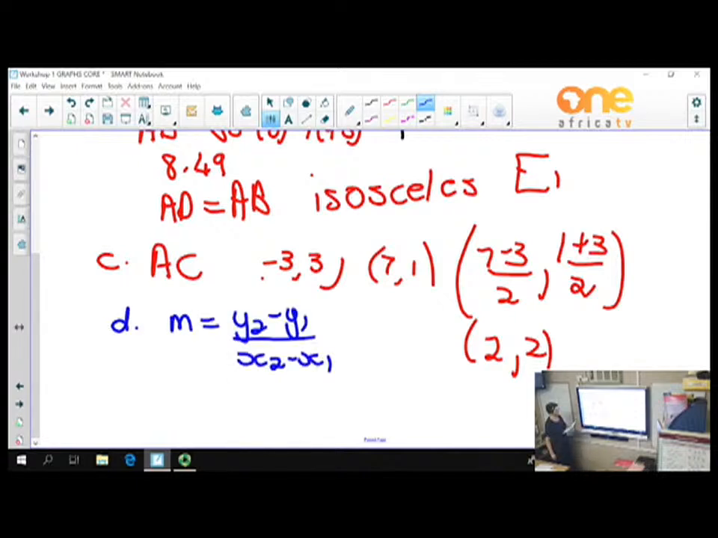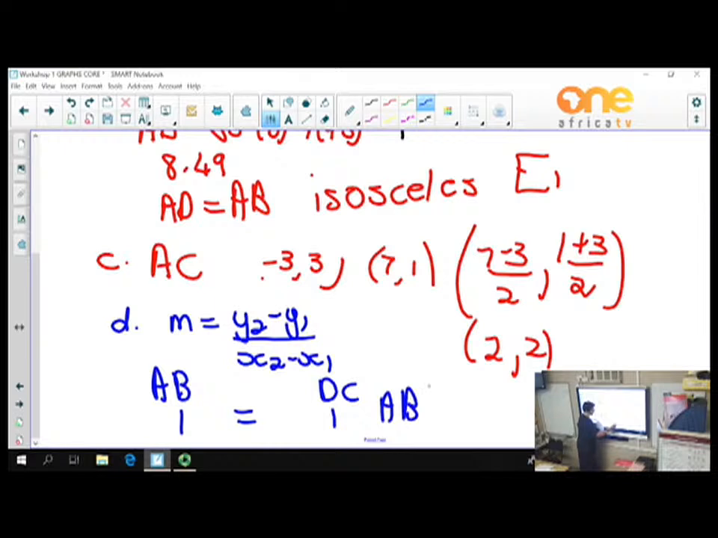AB and DC, you have to calculate both of them, AB as well as DC, finding those gradients. So this one's gradient is equal to this one, so I make the statement again, AB is parallel to DC. Make that statement, AB is parallel to DC. Hence give the geometrical name of the quadrilateral.